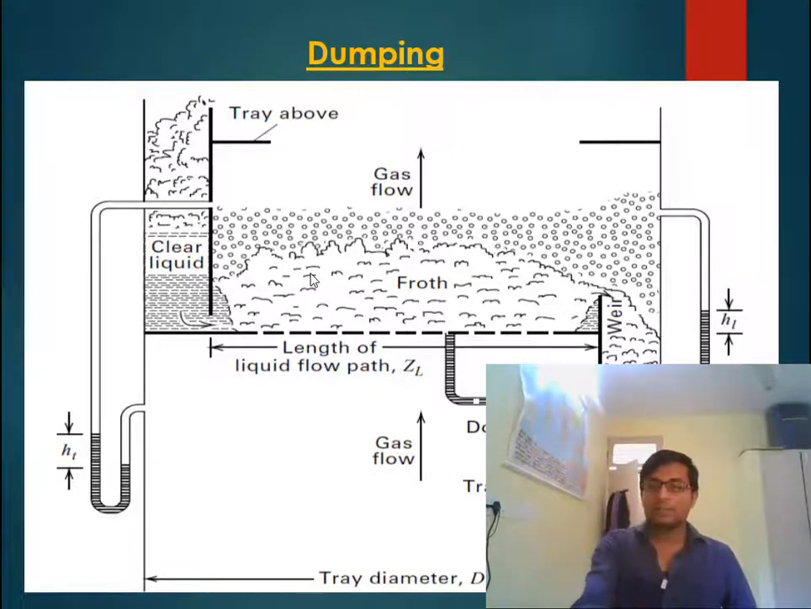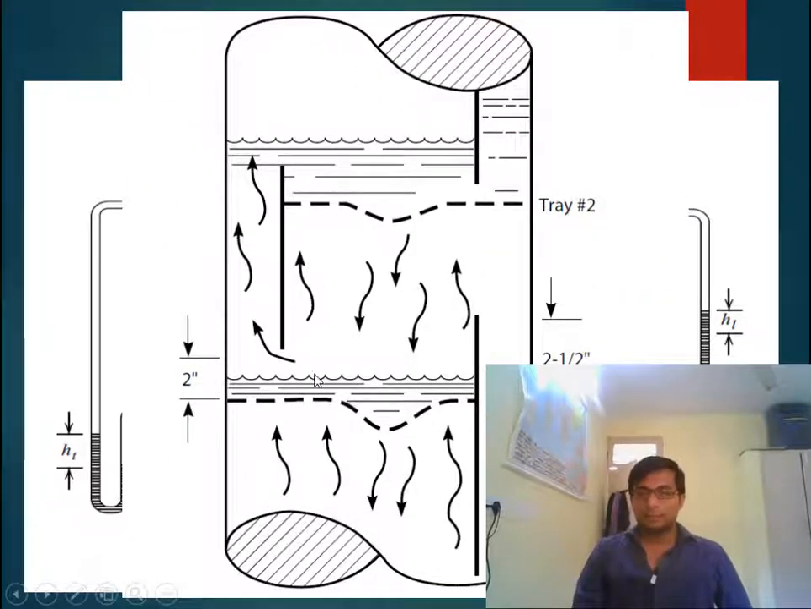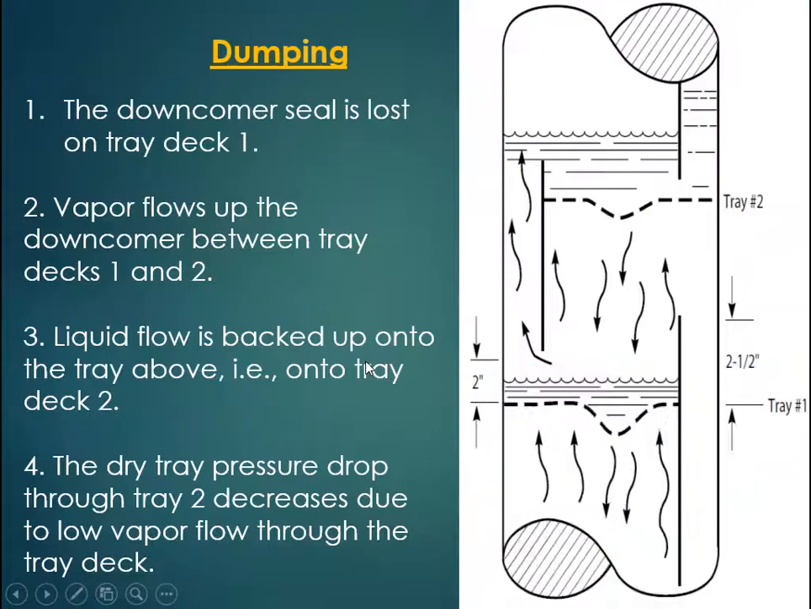Now what happens when dumping starts? All of the liquid starts dumping through the sieve holes, and none of the liquid flows through the downcomer. Then this downcomer clearance becomes unsealed because there is a very low liquid level. So what happens when the downcomer seal is lost on, let's suppose, tray deck 1? Vapor will start flowing this way. Now when vapor starts flowing this way, it will restrict liquid flowing from tray 2 to tray 1.